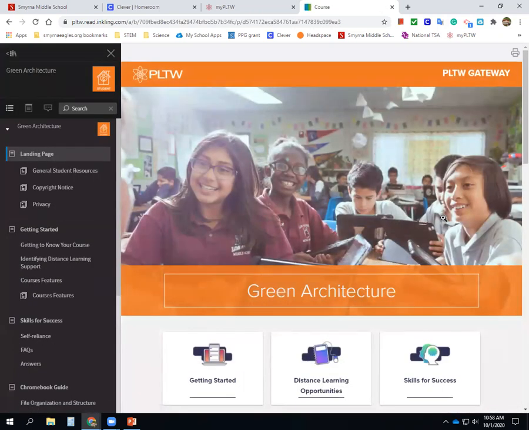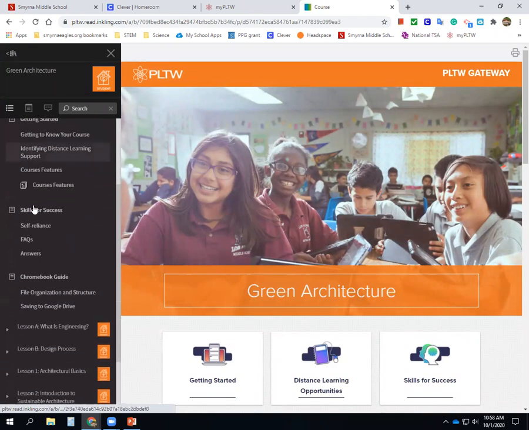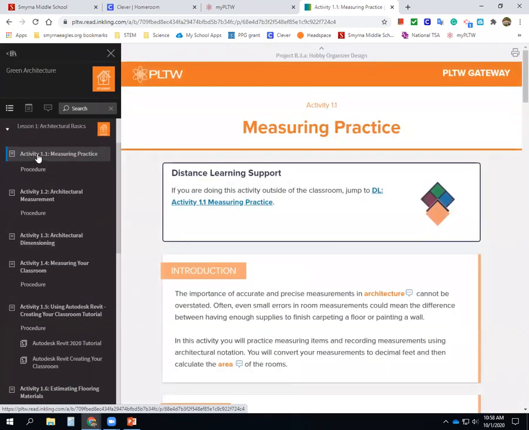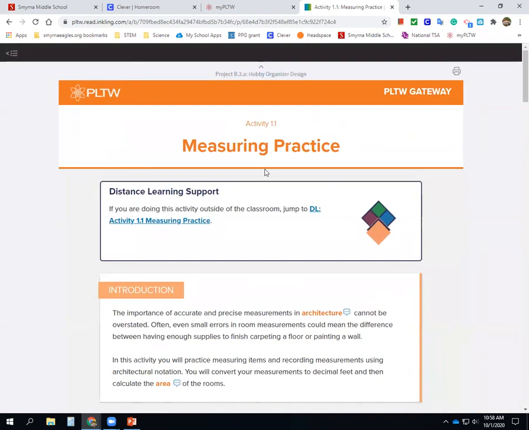Now we're going to activity 1.1 today. So down over here on the left side, we're going to scroll down and we're going to click on lesson 1 right here. When that does that, it's going to drop us right to the very first activity, which is activity 1.1, measuring practice. And it opens up right here. And we can make this go away so things are a little bit bigger now that we're done with that.